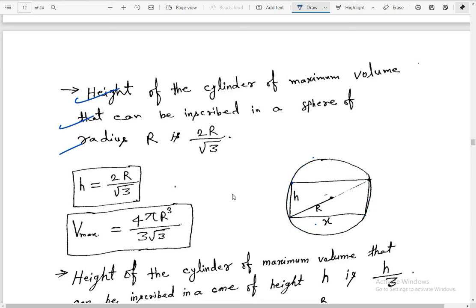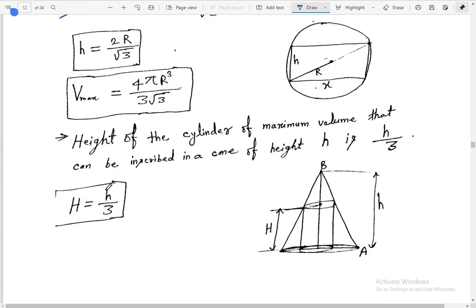Okay, the next is: the height of the cylinder of maximum volume that can be inscribed in a cone of height H is H by 3. The cone and its height are given, and the cylinder is given. So the height of the cylinder must be one third of the height of the cone for maximum volume.